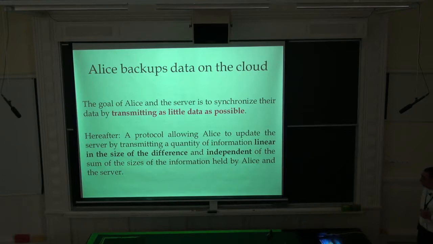And what we would like to do is transmit as little data as possible. Ideally, you would like to transmit a quantity which is only proportional to the difference, but independent of the number of files that you have.